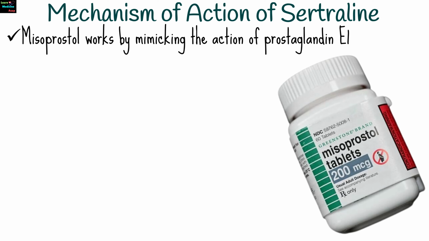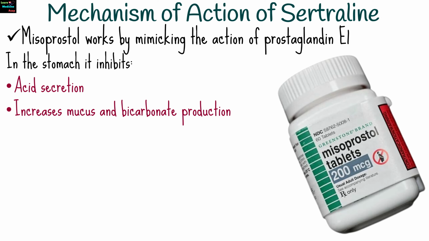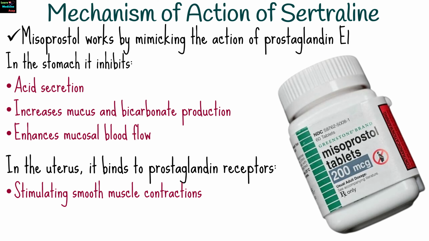Misoprostol works by mimicking the action of prostaglandin E1. In the stomach, it inhibits acid secretion, increases mucus and bicarbonate production, and enhances mucosal blood flow, thereby protecting the gastric lining. In the uterus, it binds to prostaglandin receptors, stimulating smooth muscle contractions and softening the cervix.